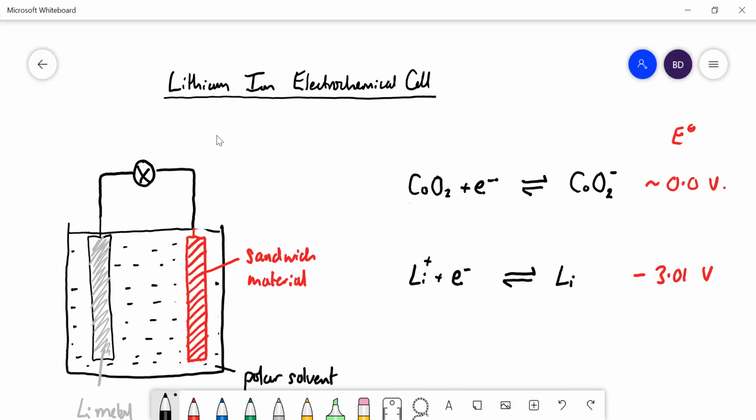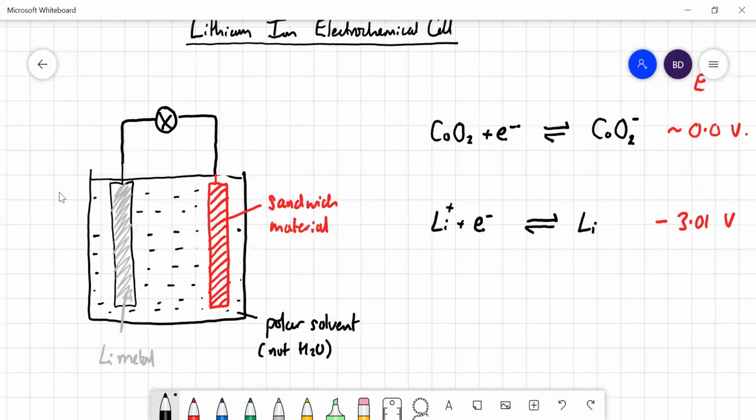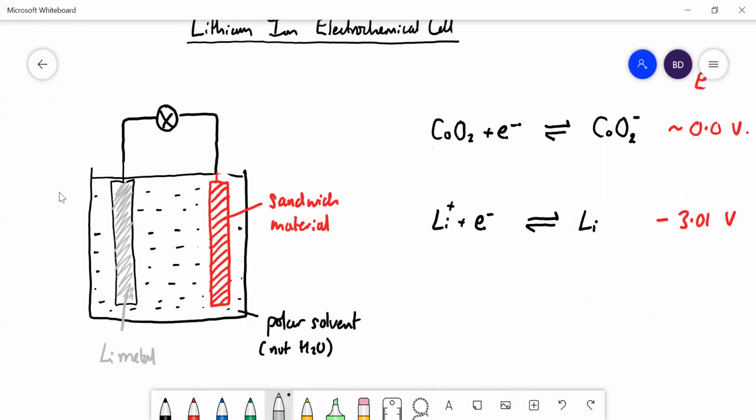Okay, so let's see what they're made of. Well, we have one electrode here, which is lithium metal, and lithium will react with water, pretty violently anyway. And so the solvent that this lithium ion battery uses is not water, it's an organic polar solvent. Various different polar solvents are used. It's got to dissolve ions, so it must be polar, but it mustn't be water.